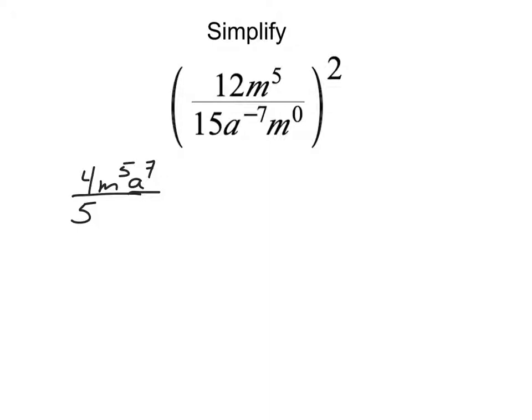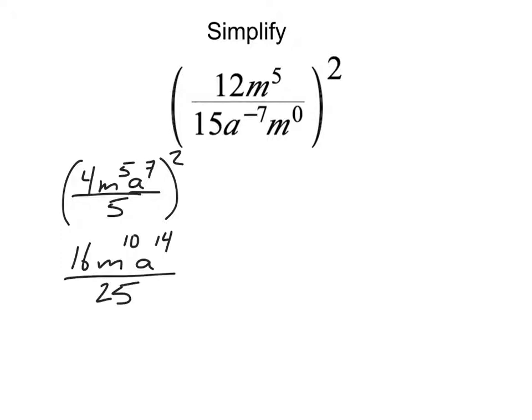And then on the bottom, the m to the 0. What does m to the 0 equal? 1. And so that just goes away. So all that's left on the bottom is just the 5. So we're going to do that squared. Now, we can go ahead and square it. Now in squaring the stuff inside the parentheses, basically you're squaring everything inside. So first thing I need to do is square the 4. 16. Square the m to the 5th. When we do a power to a power, we multiply those, so that is m to the 10th. Same thing with the a. 7 times 2 gives me 14. And then on the bottom, I square the 5 as well, so that becomes 25.